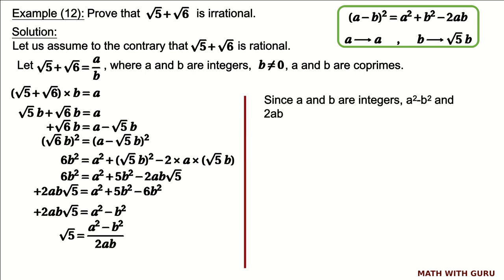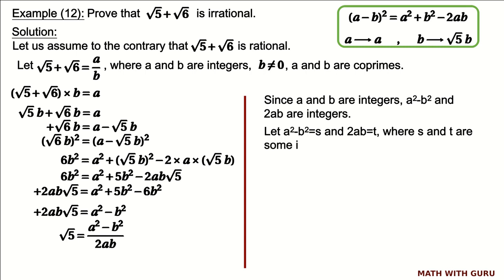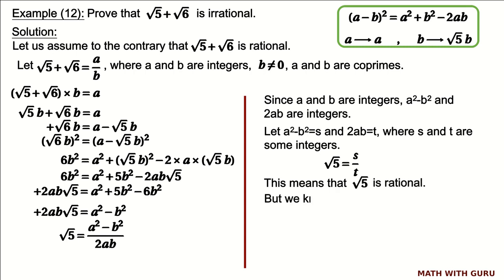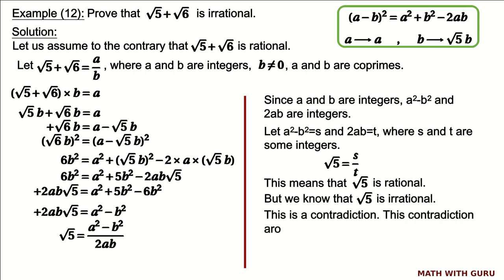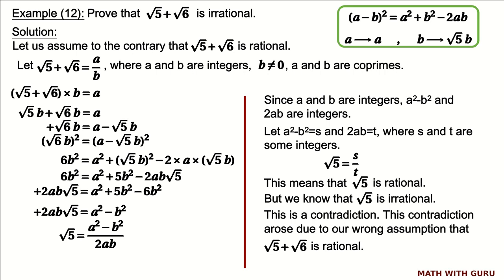Let a squared minus b squared equal s, 2ab equal t. Then root 5 equals s over t. This means that root 5 is rational. But we know that root 5 is irrational. The contradiction arose due to our wrong assumption. Therefore, root 5 plus root 6 is irrational.